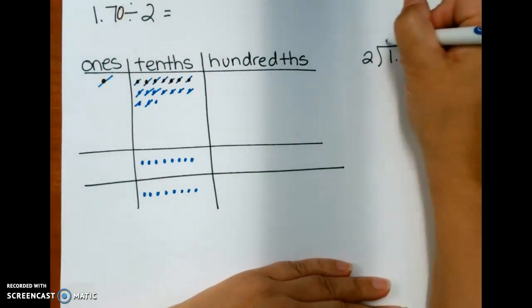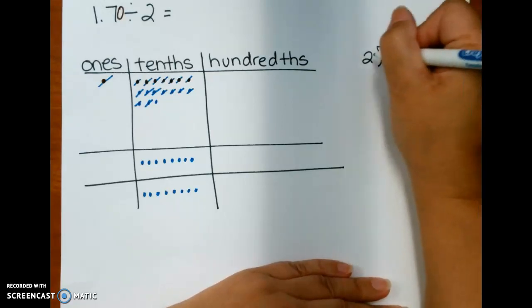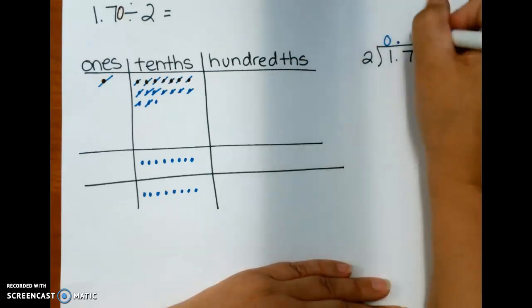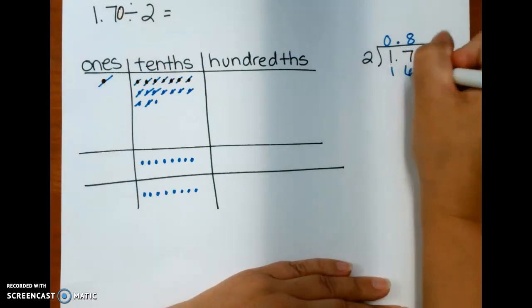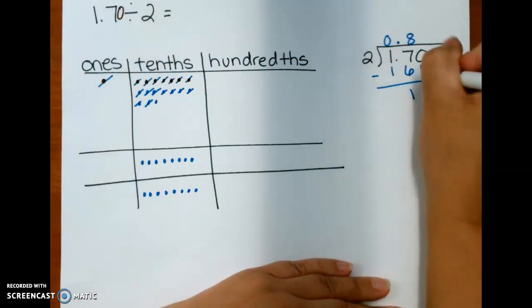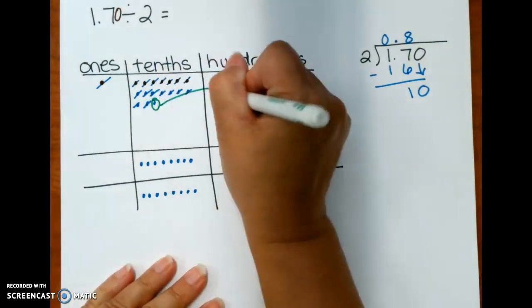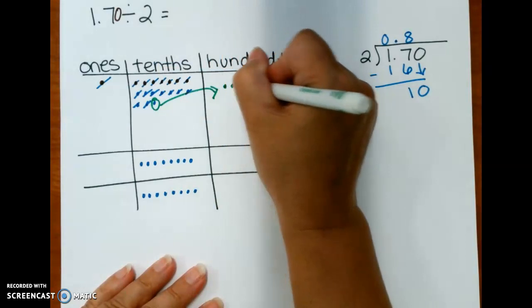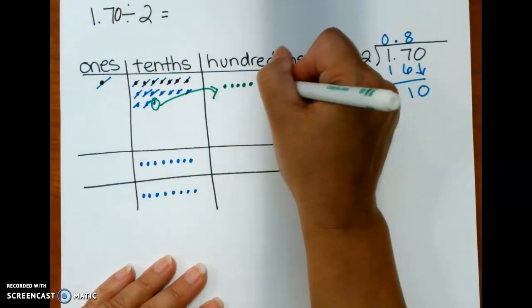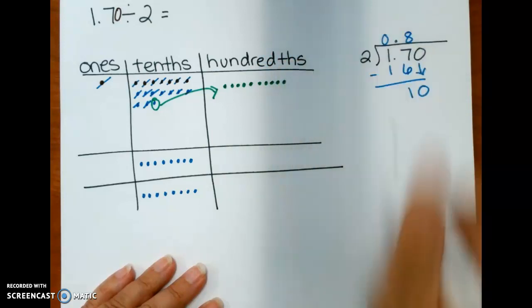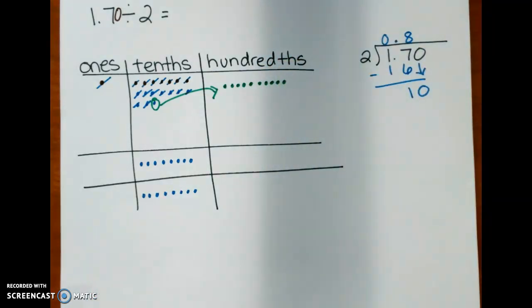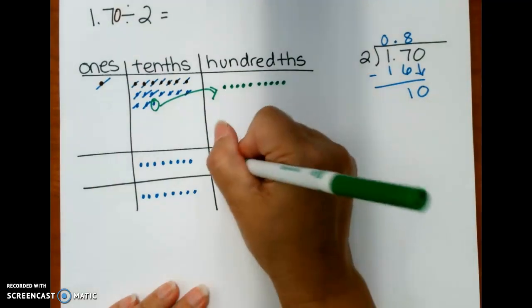So again, I have 0 in my ones place. 17 divided by 2 is 8. 8 times 2 is 16. And when I subtract, I have 1. I'm going to bring down that 0. So now I know I need to have 10 in my hundredths column. So I'm going to move that 1/10 to hundredths, and there are 10 hundredths in 1/10. And now I can divide them into 2 groups, and I'll have 5 in each group.